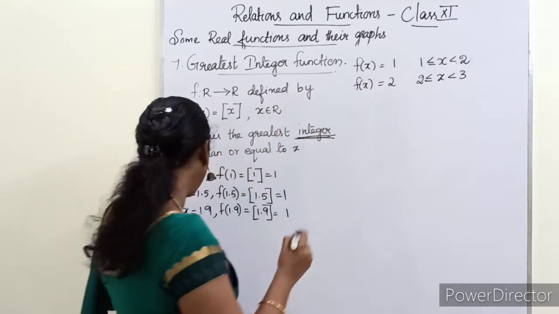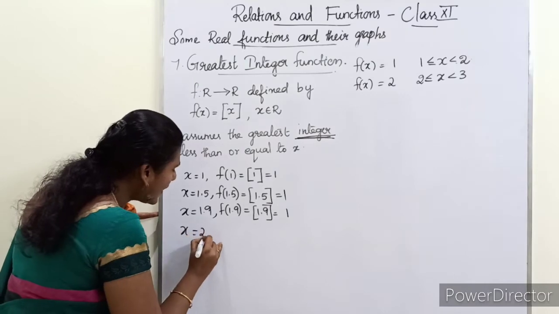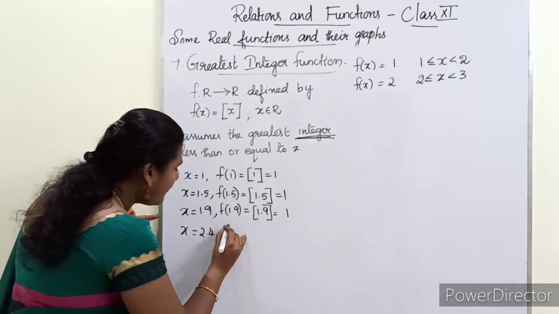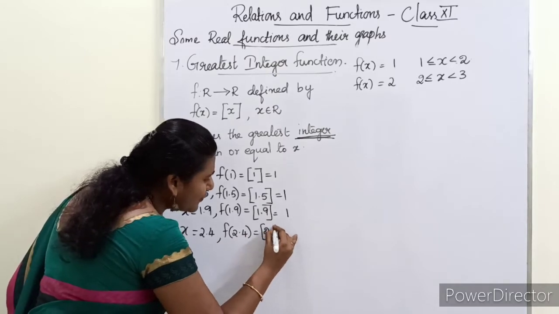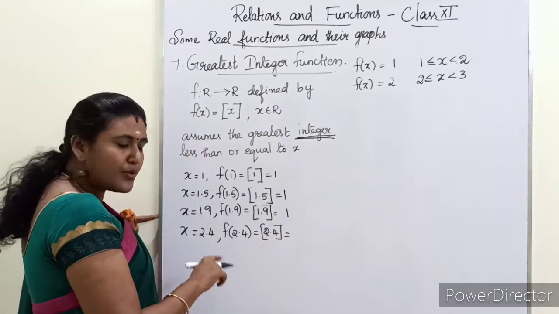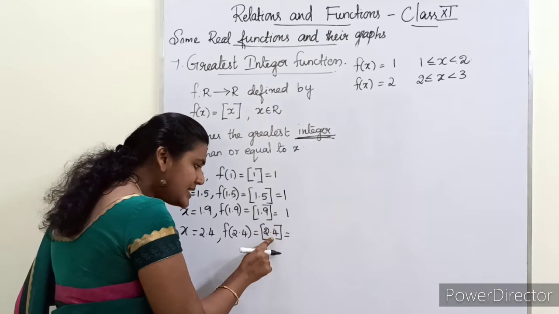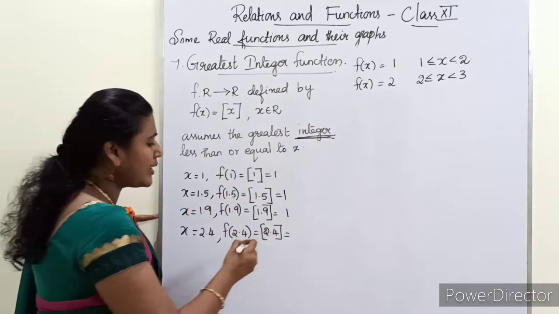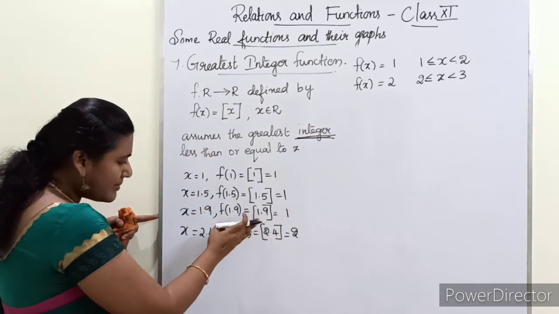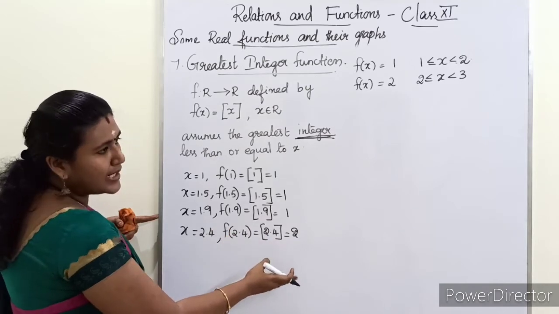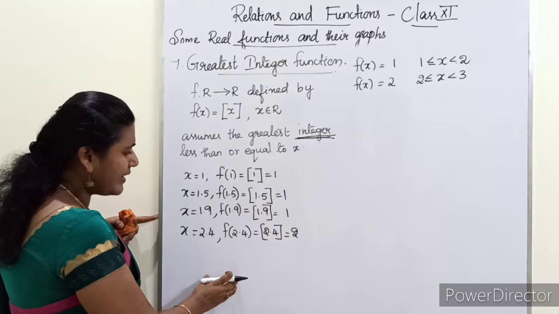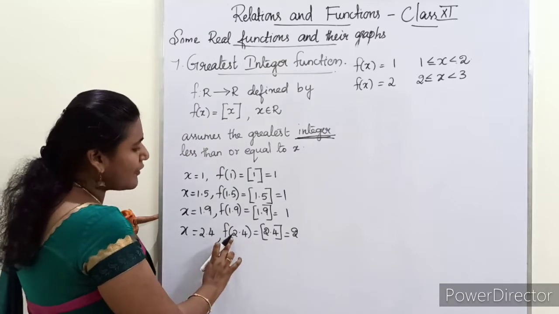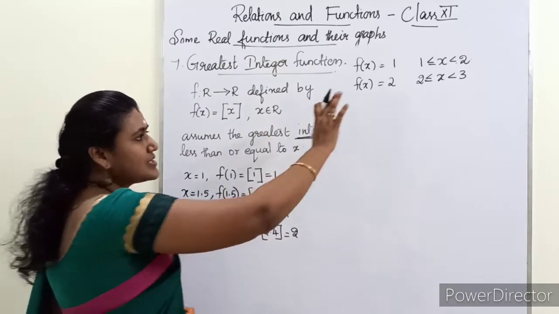For example, if you take x equal to 2.4, then f of 2.4 is the greatest integer function of 2.4. What is its meaning? You have to write the greatest integer less than 2.4. What is that? 2. So from 2 up to 2.999, whatever the number, before 3, if you take any of these values, f of x will be 2. So this is how you will get it.